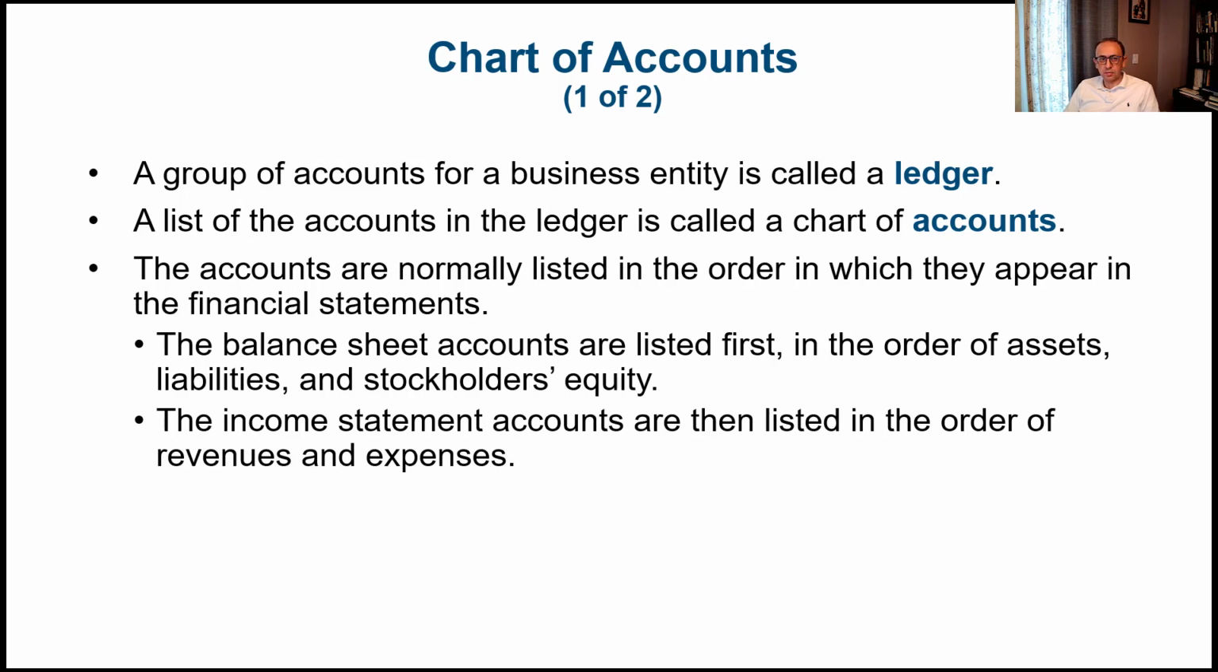And then we add the income statement accounts. The income statement accounts are then listed in the order of revenues and expenses. So we start with fees earned, and then we list our expenses.